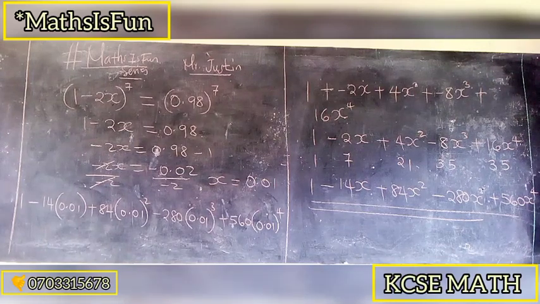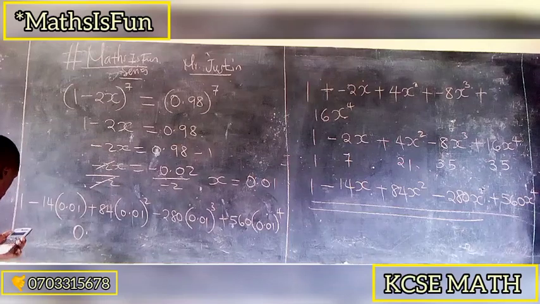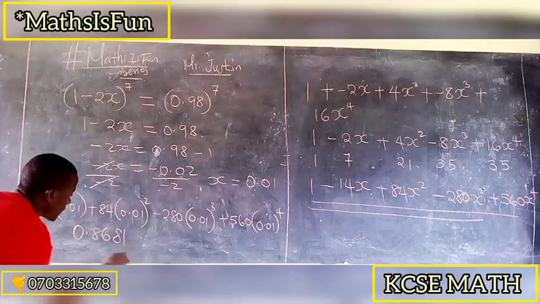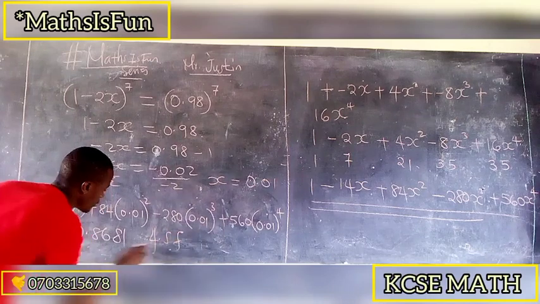You can now use your calculator to do that: 1 minus 14 times 0.01, plus 84 times 0.01 squared, minus 280 times 0.01 power 3, plus 560 times 0.01 power 4. You get 0.8681, that is to four significant figures.